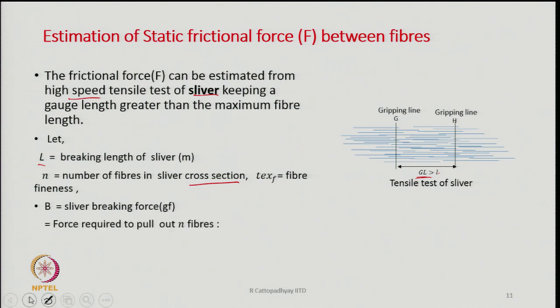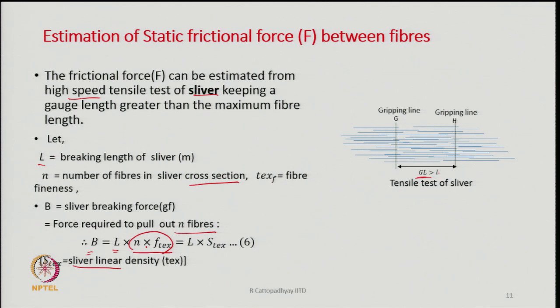And B is the sliver breaking force. The sliver breaking force is the force required to pull out N fibers, and that is going to be basically B, where B is going to be L into N into FTX. What is N into FTX? N into FTX is basically the sliver linear density, or sliver tex value, of the sliver.